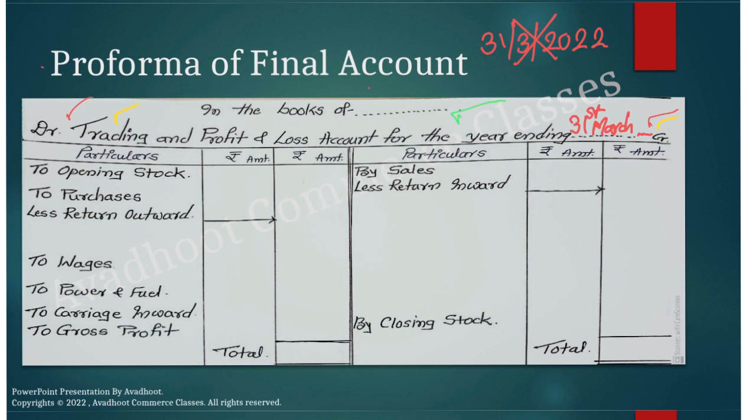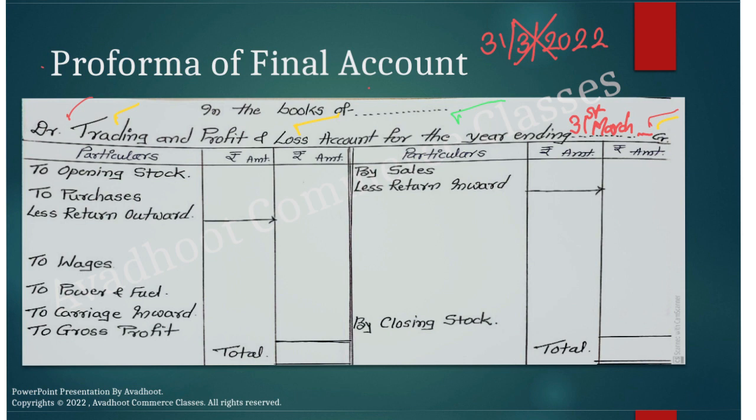Now, while writing on the left hand side of the page, in the books of the firm's name, you have to put it, and then 1/4 of the part will be considered for the trading account, as I have shown here, and the remaining 3/4 of the part will be kept for the profit and loss account, because the items for the profit and loss account are more than those of the trading account. That's why we have made the division in this manner.